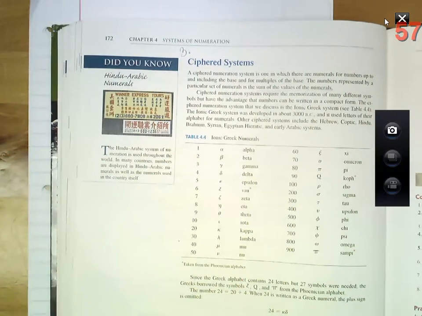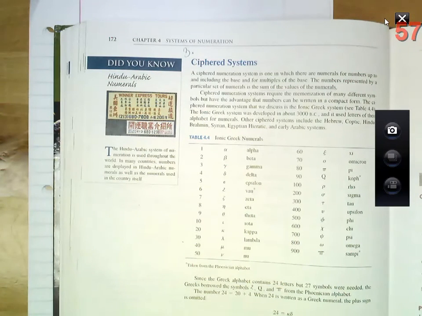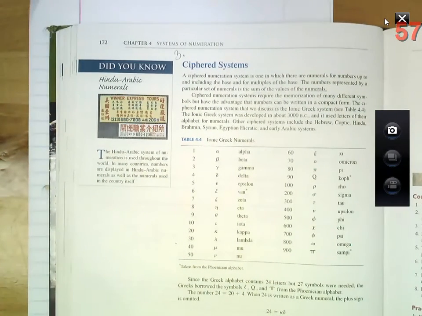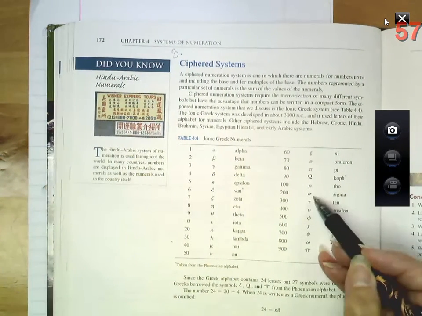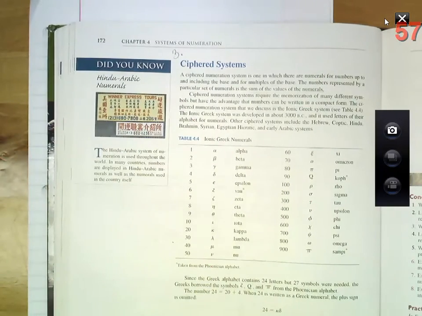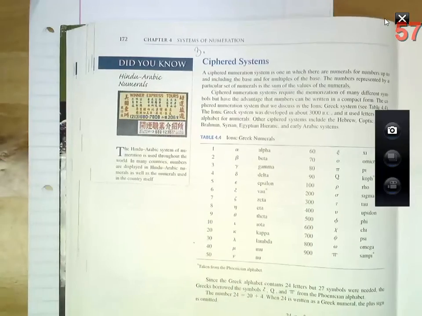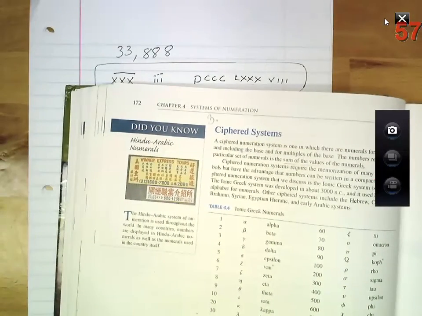Right. Okay. Now it says when a prime is placed above it, it multiplies the number by 1,000. So if you have a beta, which is a 2, and put the prime, that means 2 times 1,000 or 2,000. If you have this one, which is 200, it's a sigma, times 1,000, it's 200,000. Okay. Now, we're not going to do all of these. We're going to do a few of them so that you can figure out how to do it.